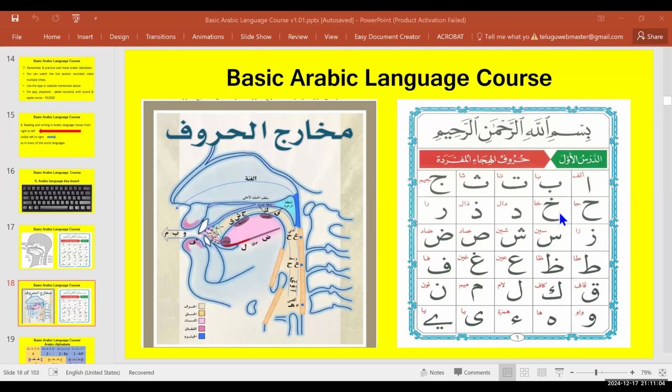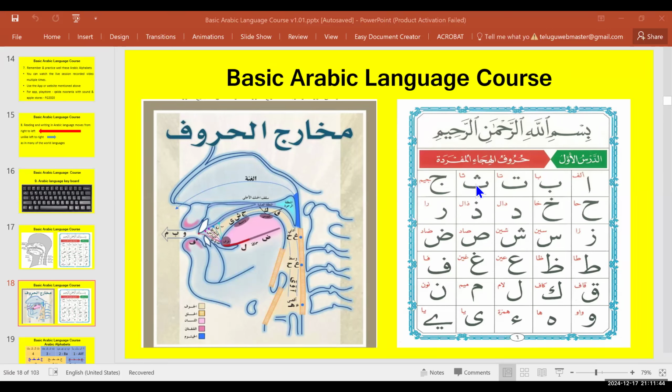Last class we learned up to 7 letters: alif, ba, ta, tha, jim, ha, kha. These are the 7 letters we learned, and in these 7 letters, only kha is a heavy letter. The remaining 6 letters are light letters, and alif is always alone. It does not have a sign above it or below it. It's a single stroke, maybe vertical, or sometimes it comes as a diagonal.